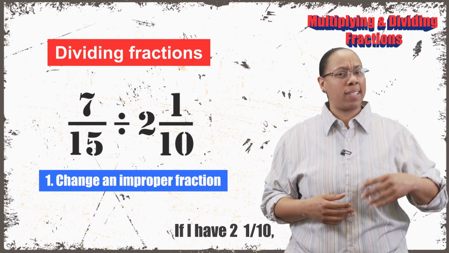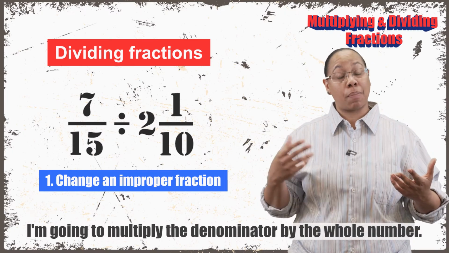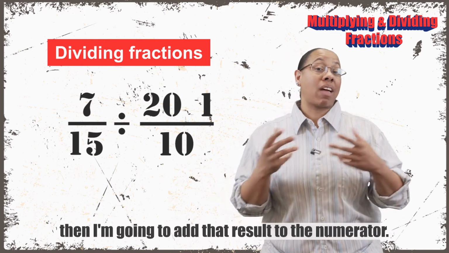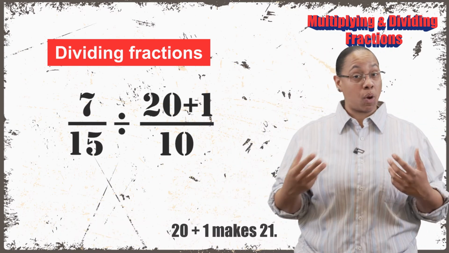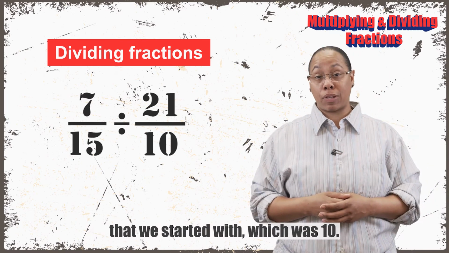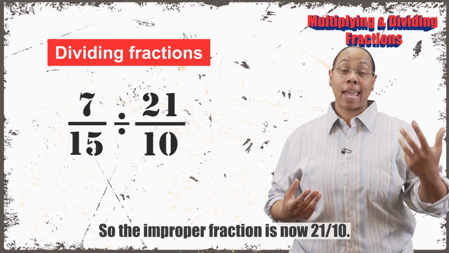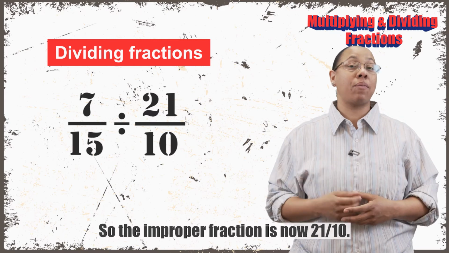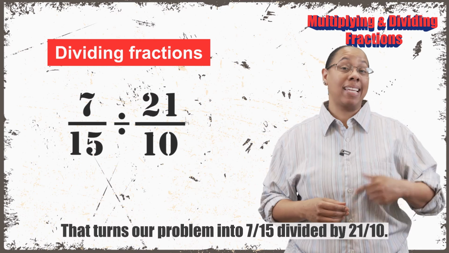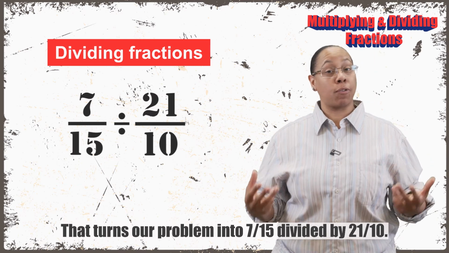So if I have 2 1/10, I'm going to multiply the denominator by the whole number. That's 10 times 2, leaving me with 20. And then I'm going to add that result to the numerator. 20 plus 1 makes 21. We'll put that value over the denominator that we started with, which was 10. So the improper fraction is now 21 over 10. That turns our problem into 7 over 15 divided by 21 over 10.